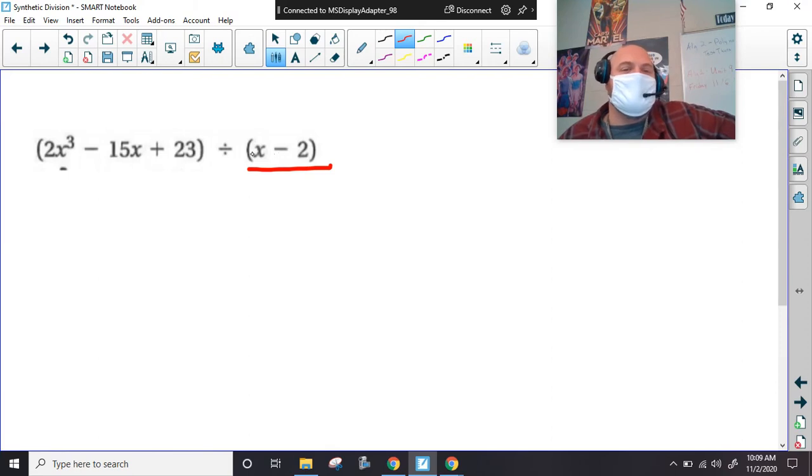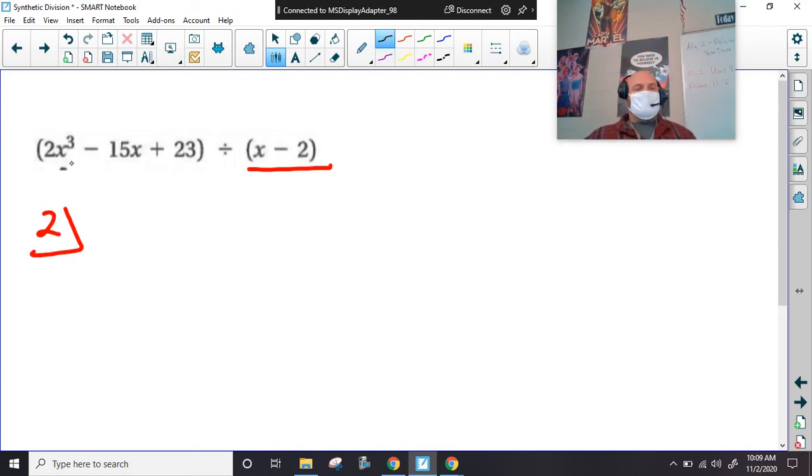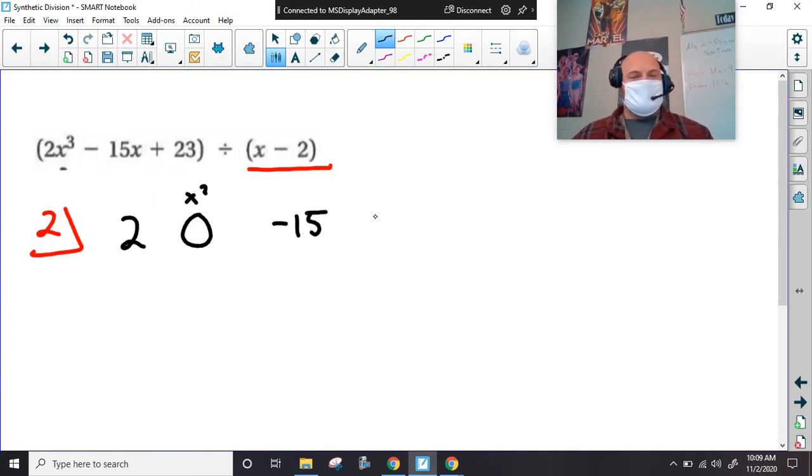All right. So this opposite, so we put 2 in the timeout box. Our exponents go 3 and then 1. So we're missing the x squared term. So we have to go 2, 0 for our x squared term. Minus 15 and then plus 23.